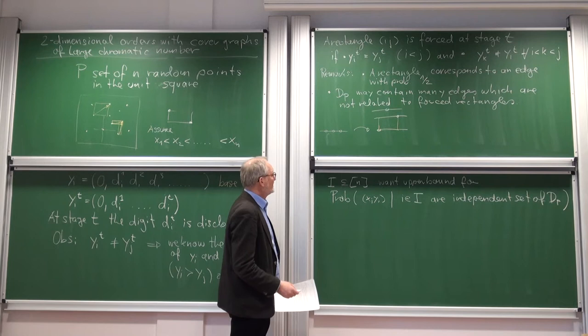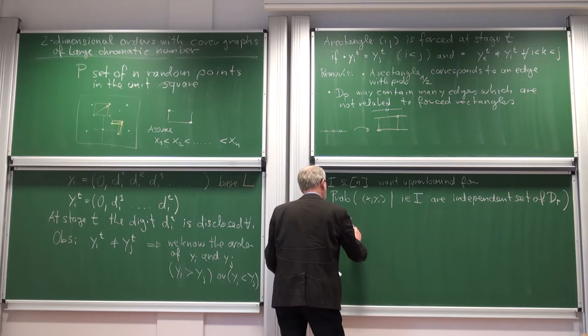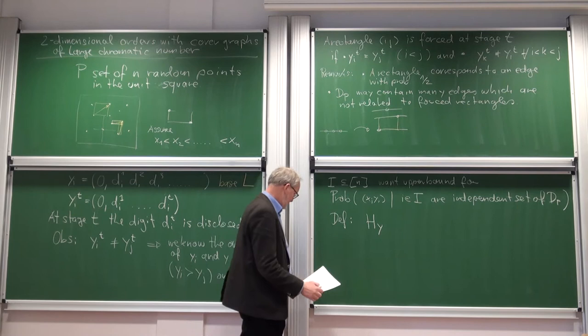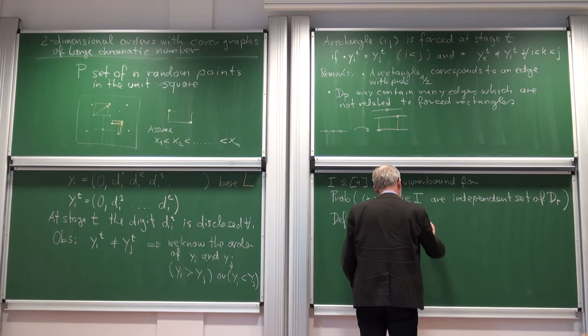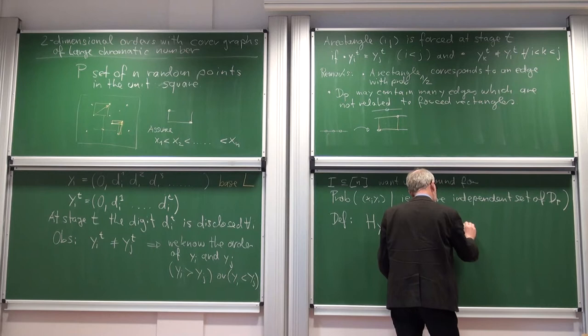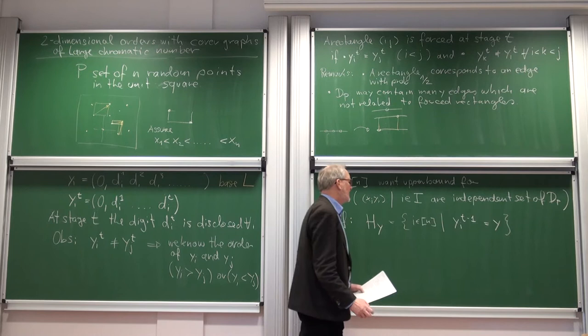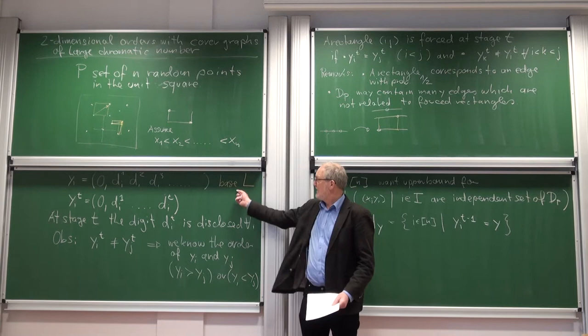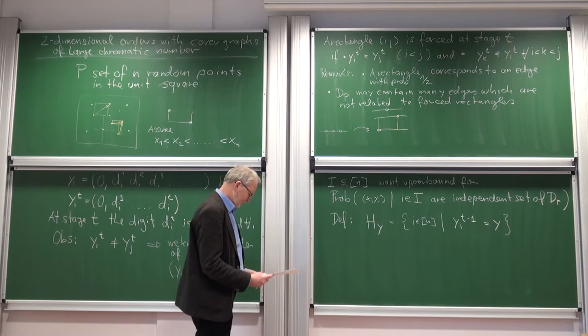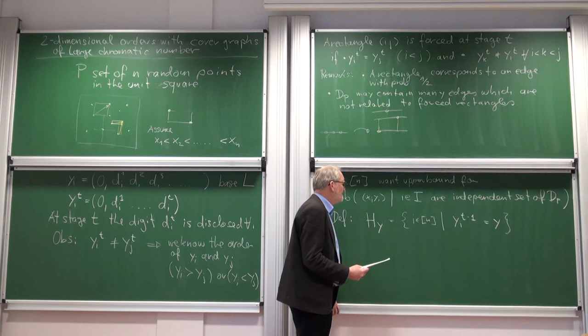And to do so, we define a set H_y. So this is a set of i in N with the property that at time t minus 1, the coordinates are equal to y. And we do this for every y which has a base L representation of the given length. And so these are the sets, and then within these sets we talk about neighbors.